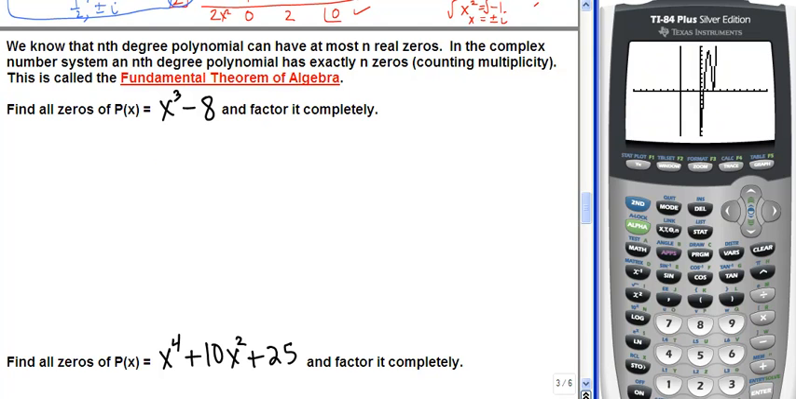So what we're going to do is find all of our zeros, and then I'm also going to ask you to factor it completely. So let's take a look at x cubed minus 8, and we're going to try to find all the zeros, and we're going to try to factor it completely. So hopefully x cubed minus 8 looks a little bit familiar, because if you were going to be asked to factor this, you should recognize that this fits a pattern. It's called a difference of cubes, because we've got a cubic power and 8 is a nice perfect cube.